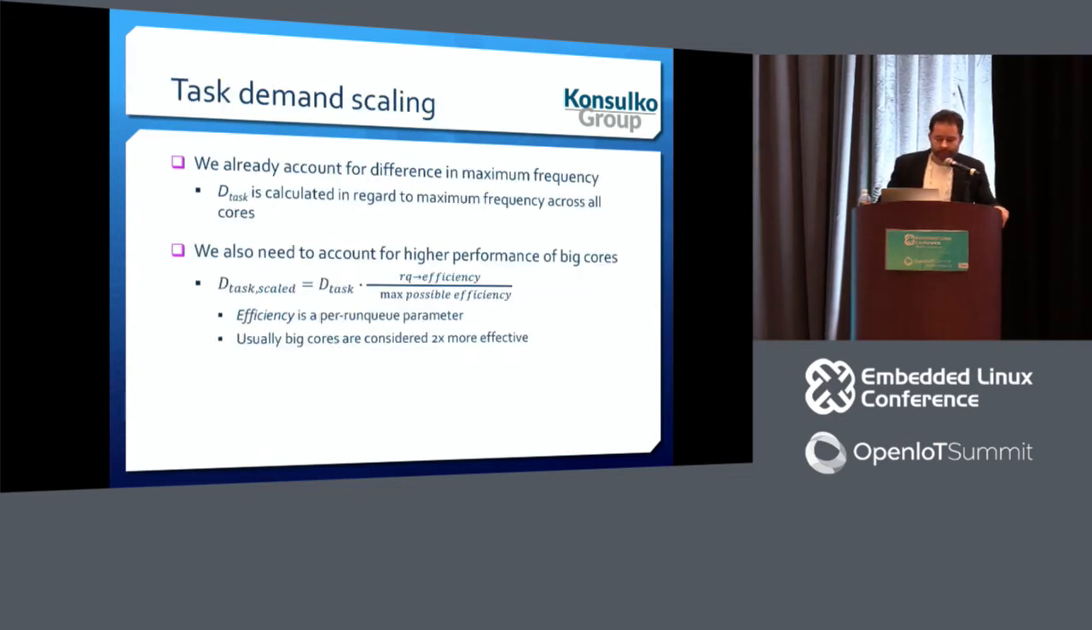As I said, we already account for difference in maximum frequency between the big cluster and little cluster, but we also need to account for high performance of big cores, even when they are operating on the same frequency. And then we add a coefficient called max possible efficiency, and we scale demand according to that coefficient. Once again, it is also a parameter, and it's usually set to 2. So usually, we consider big cores being twice as efficient as small cores on the same frequency.